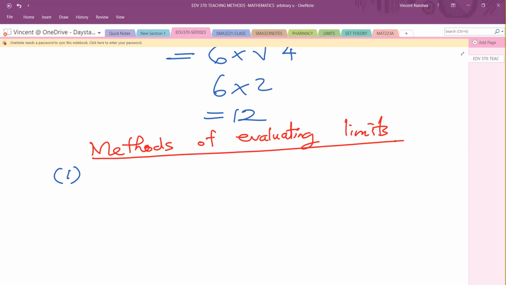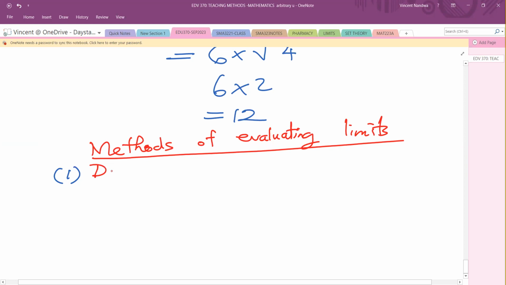So the first thing unajaribu kuweka directly uone kama 0/0, then unaangalia kama can you factorize ama can you rationalize vitu kama hizo, sawa? So kwa methods of evaluating limit kuna hizi. So let me just restate them.